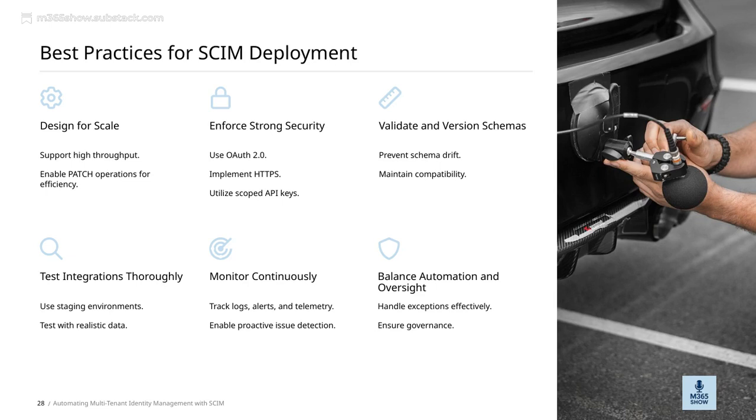Using staging environments for testing is a best practice, allowing us to validate changes in a safe setting. Testing with realistic data and thorough integration checks help prevent schema drift and ensure compatibility across systems. Validating and versioning schemas regularly is essential to keep everything aligned and functional as your environment evolves.